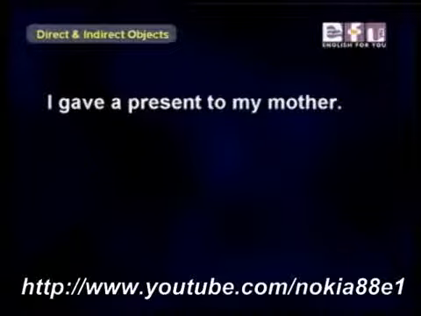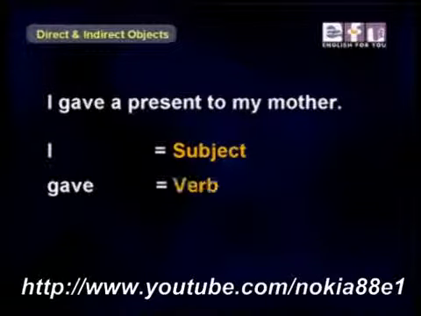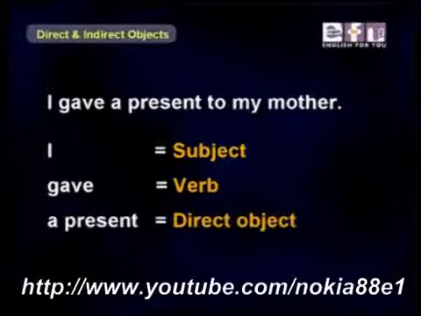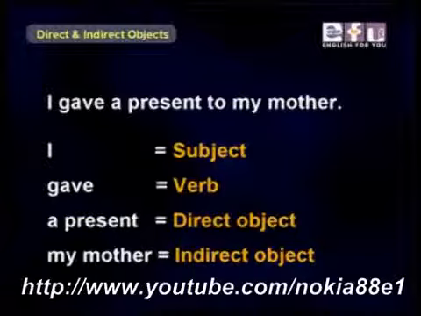Okay? So the subject is easy. I. Okay? The verb is gave. But we have two objects. Gave what? A present. So this has to be the direct object. But who did we give the present to? My mother. Now we have an indirect object.